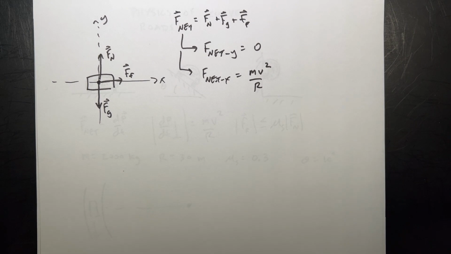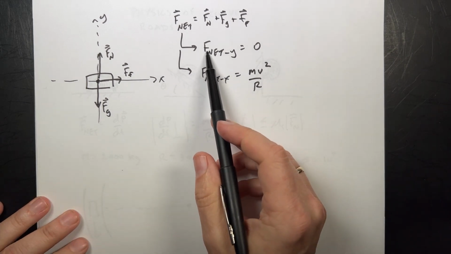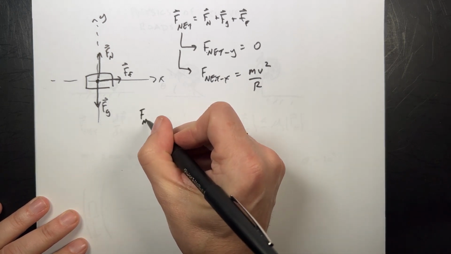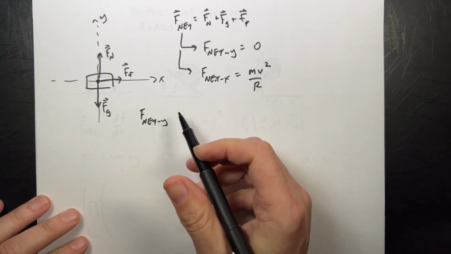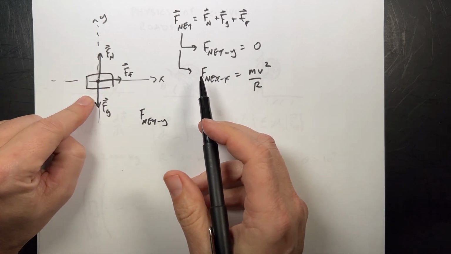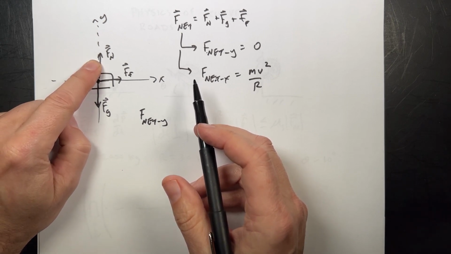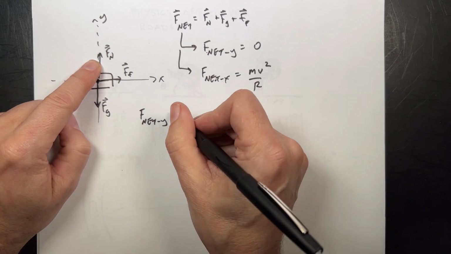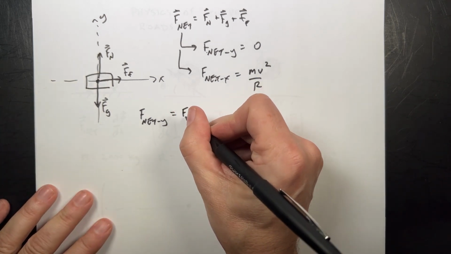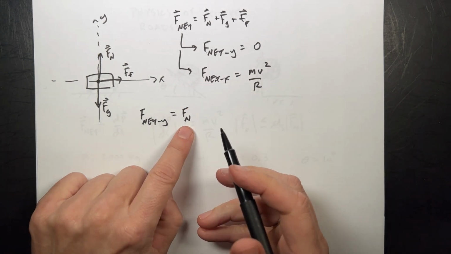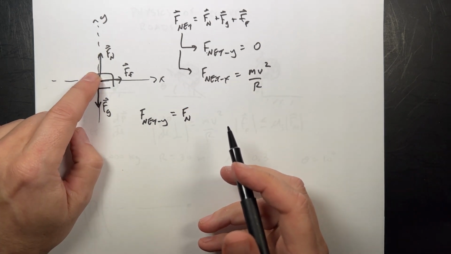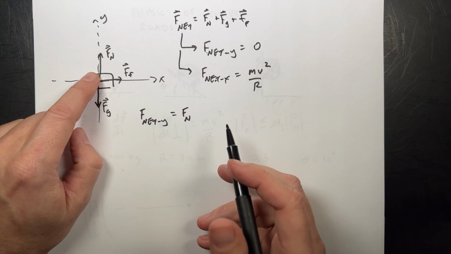These are both scalar equations, and so that makes it a little bit easier. So let's write down the scalar equation for the net forces in the y direction. F net y. Well, I have three forces. I need to find their components in the y direction. So how much is Fn pushing in the y direction? Well, it's all in the positive y direction. So the magnitude of Fn in the y direction is the magnitude of Fn, right? Because it's in the y direction.